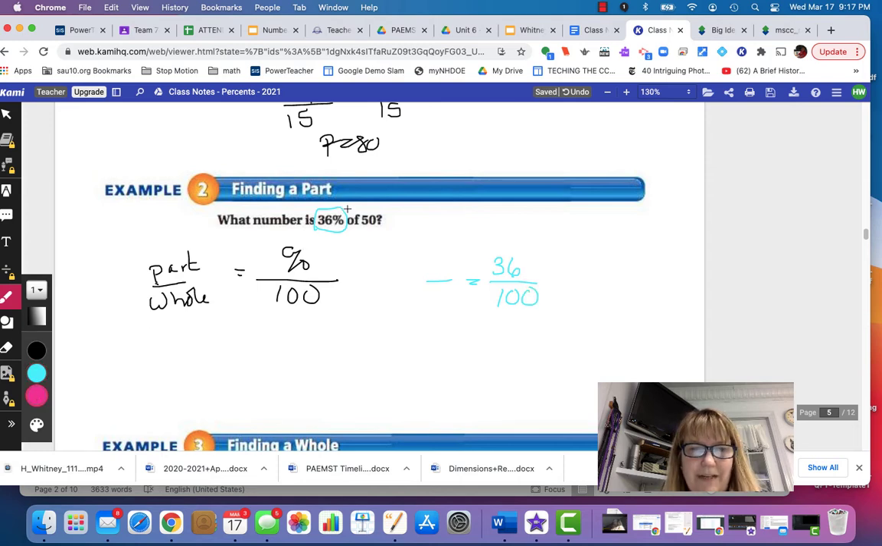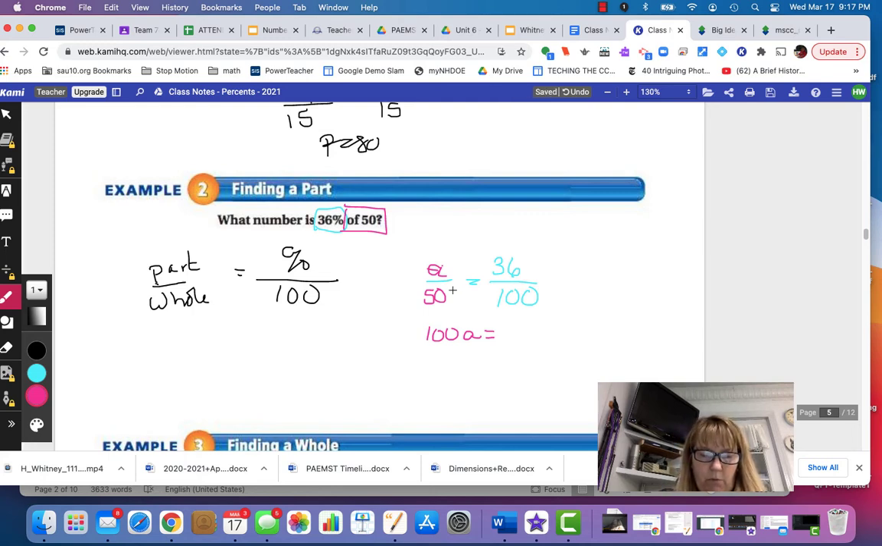Of 50. Well, if it's of 50, that is our whole, because we're trying to find out what number is 36% of 50. So the 50 is our whole, it goes there. We don't know what our part is, and for reasons that are weird, you represent the part by an A. So we're going to cross multiply. We're going to say 100A is equal to whatever 50 times 36 is.